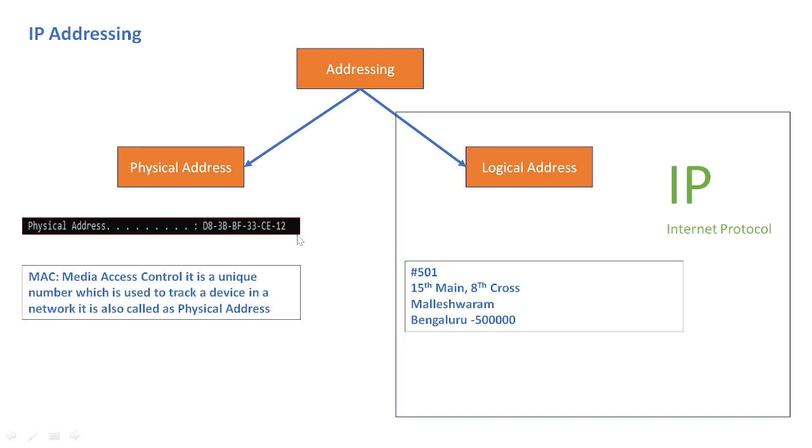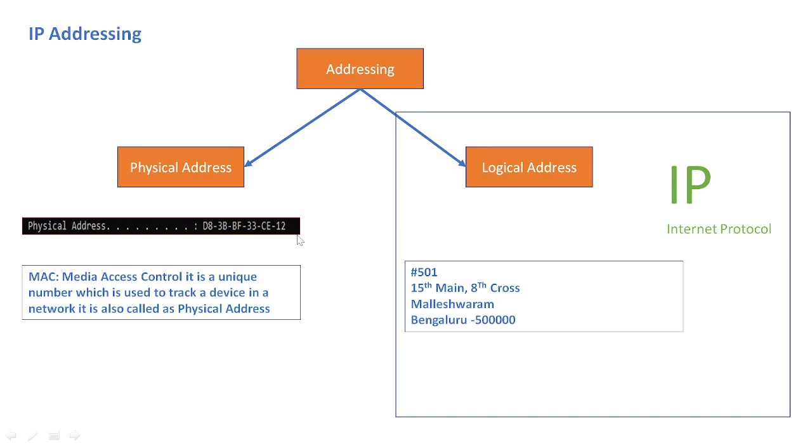So IP addressing means, as you just got to know, IP is Internet Protocol, and addressing means we are going to address our computers, correct? When I say addressing in computers, there are two types of addressing. One is physical addressing, another one is logical address. The physical address is the address given to your computer hardware.